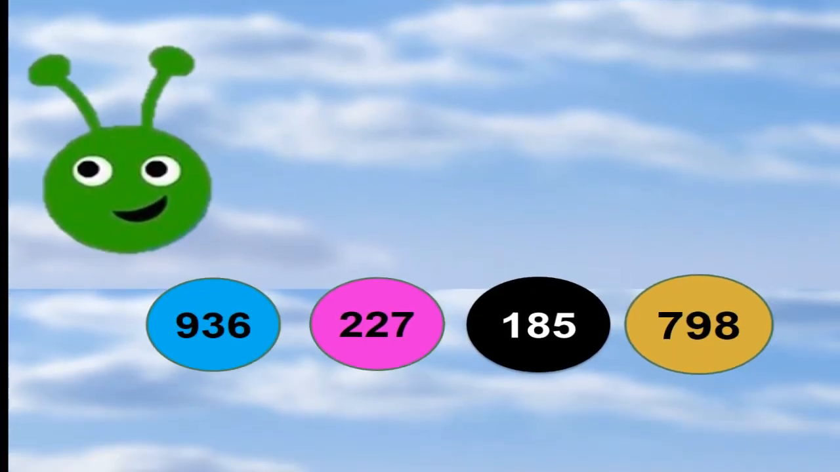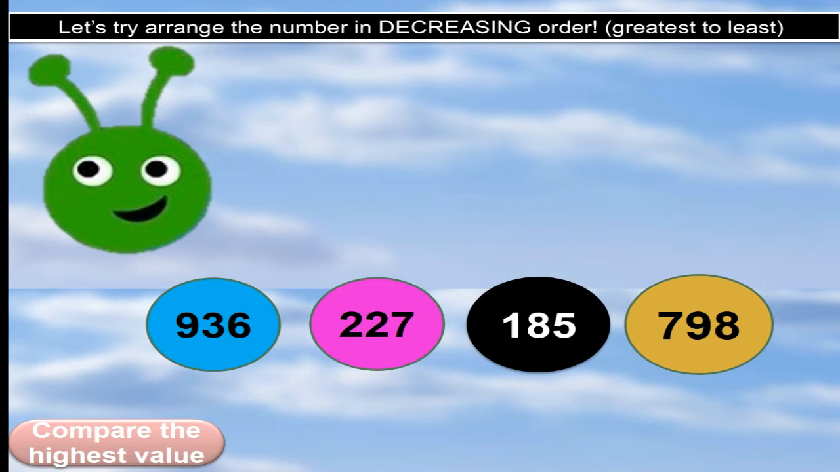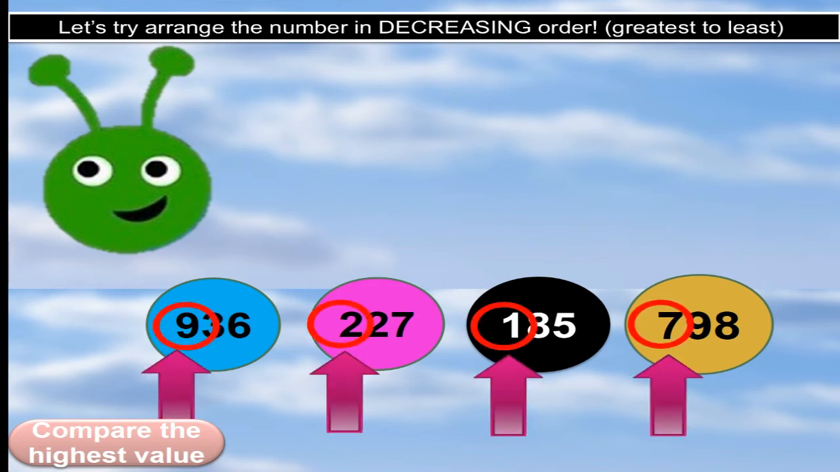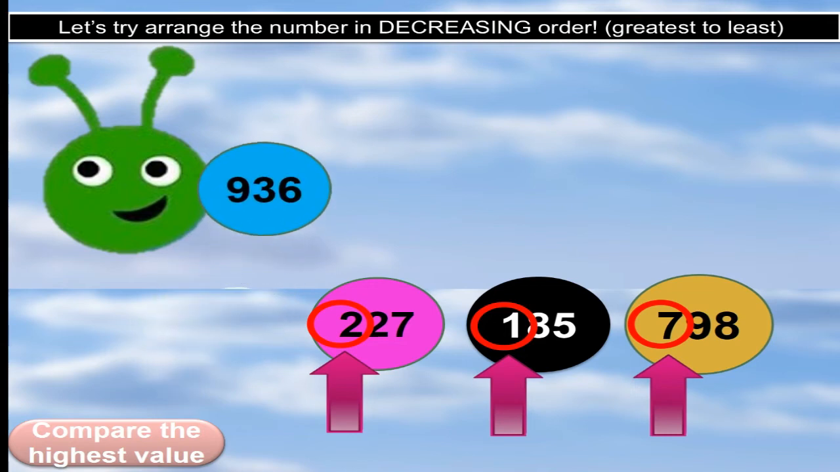Alright, let's now arrange these sets of numbers in decreasing order, or from greatest to least. I have here 936, 227, 185, and 798. First step is to compare the digit in the highest place value. And we have 9, 2, 1, and 7. 9 is greater than 2, 1, and 7. The first number is 936. Then, let's proceed to the next sets of numbers.